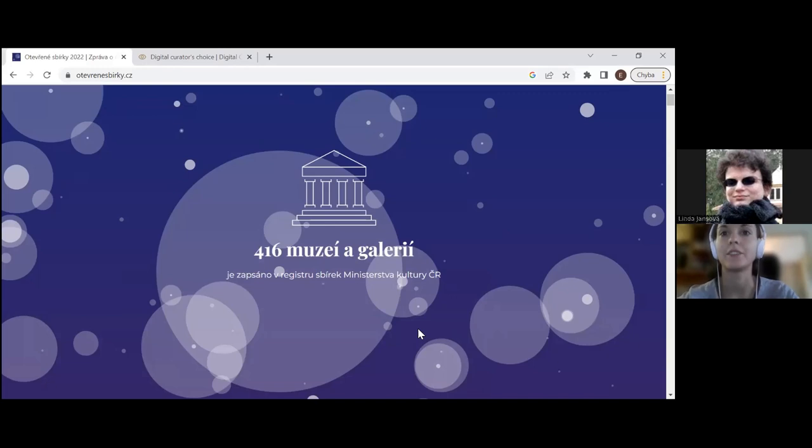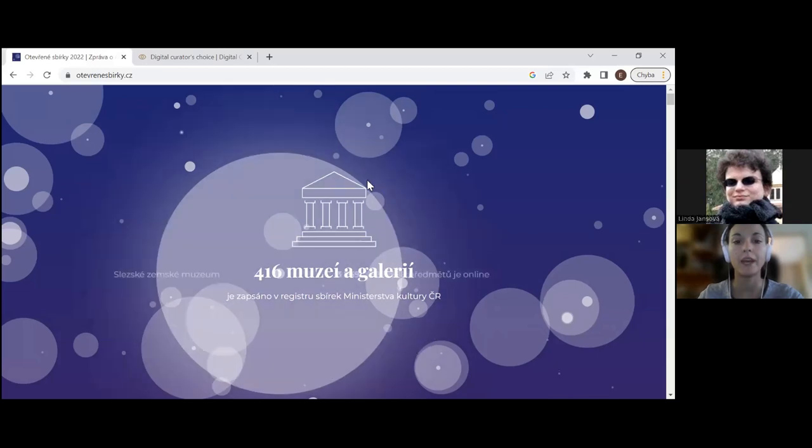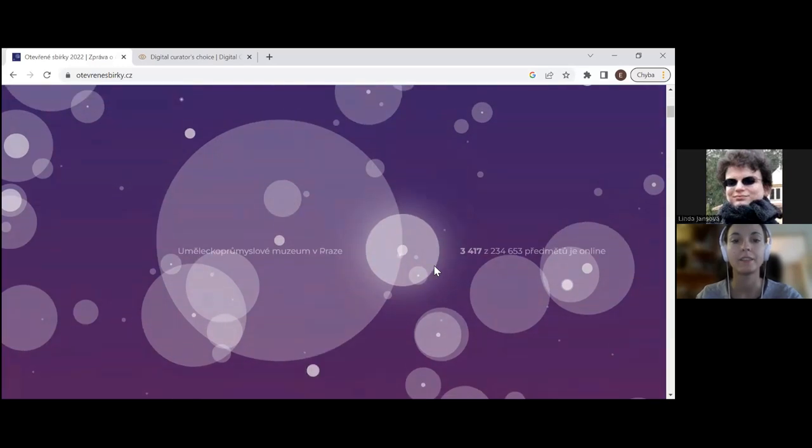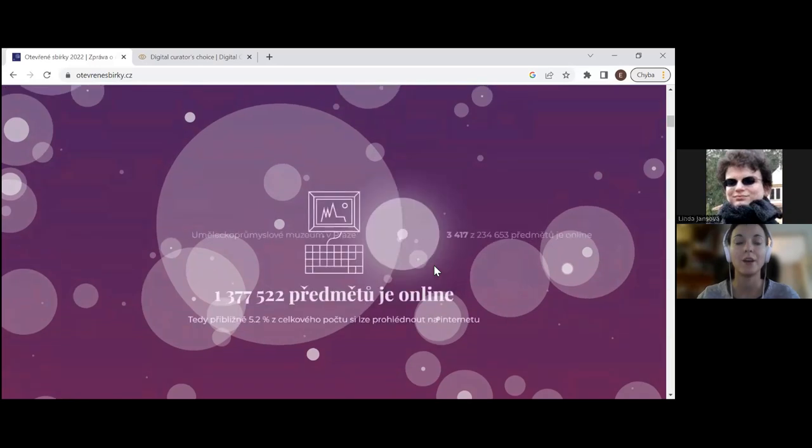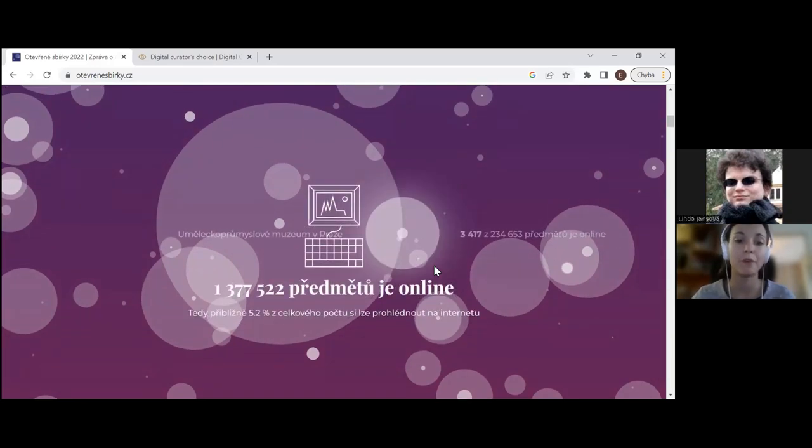So let's start. As you can see, the first number on the web page is how many museums and galleries are in Czech Republic. And the second big and important number is how many art pieces, artifacts and technical pieces, natural pieces are in those collections. It's a pretty big number. It's over 26 million things. And as you can see, only 5.2% is digitalized. So there's something like a million from it.